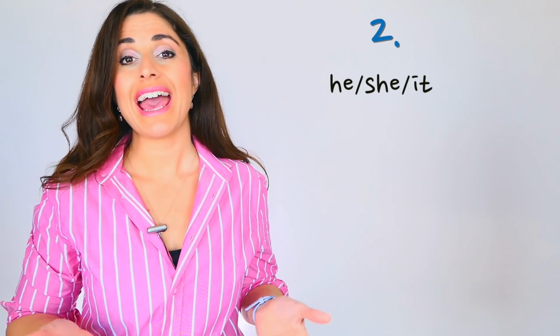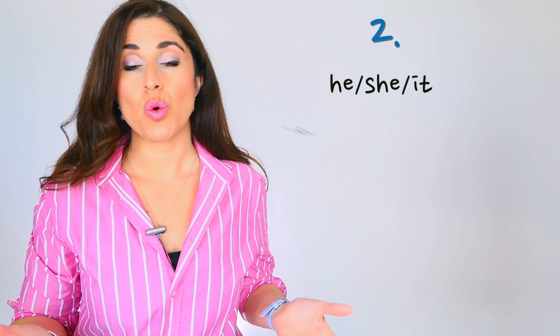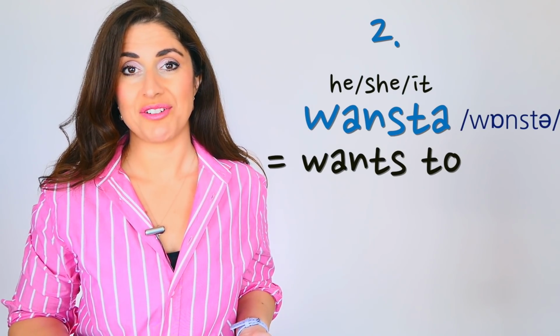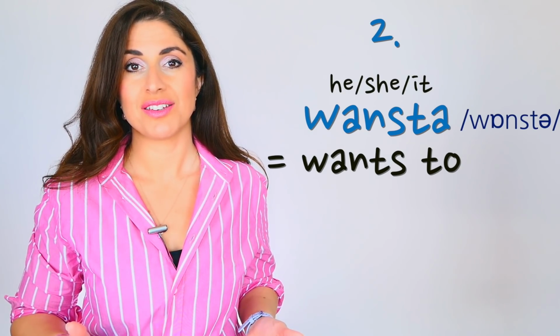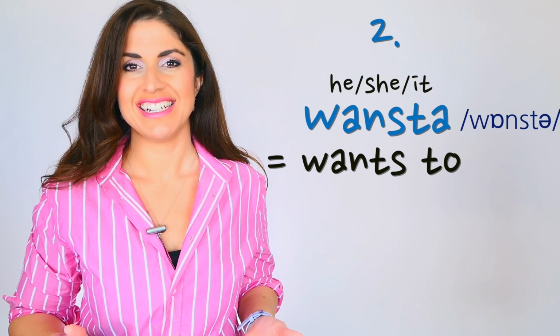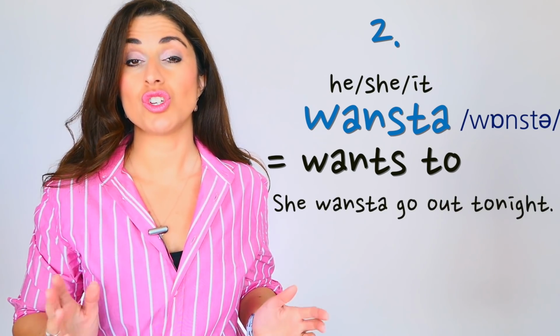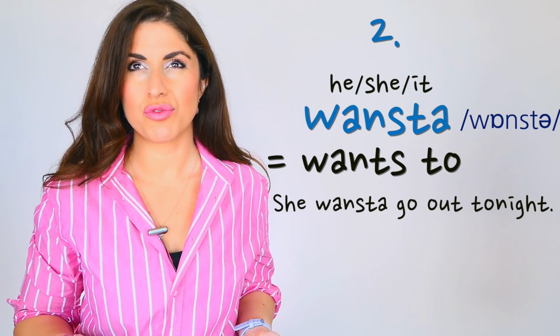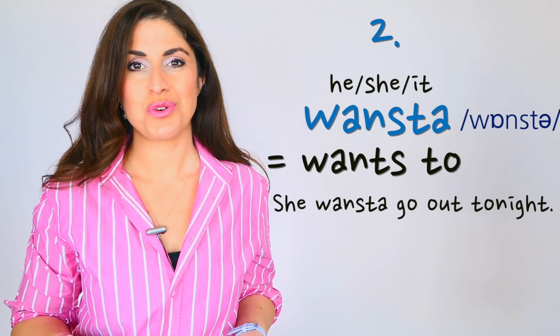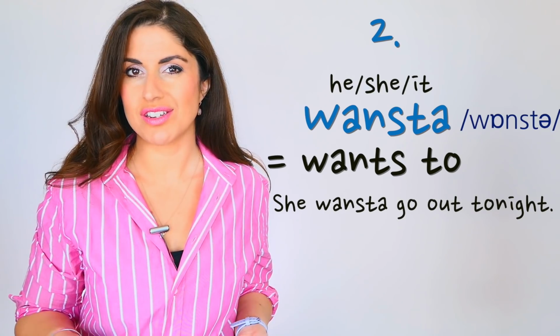In fact, we can also use a similar reduction. In this case, it's wants to. So you've got the one, st. Be careful there, it sounds like a snake. Wants to. So she wants to go out. He wants to go out. It wants to rain, referring to, of course, the weather. I think it wants to rain.